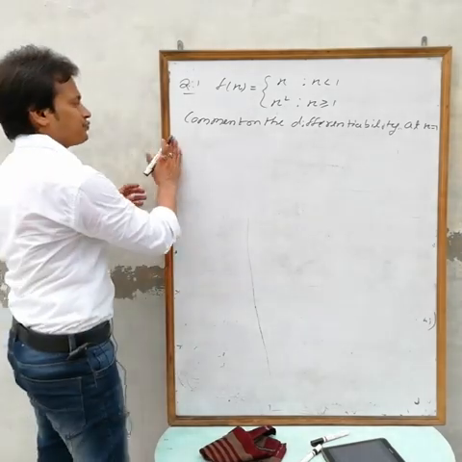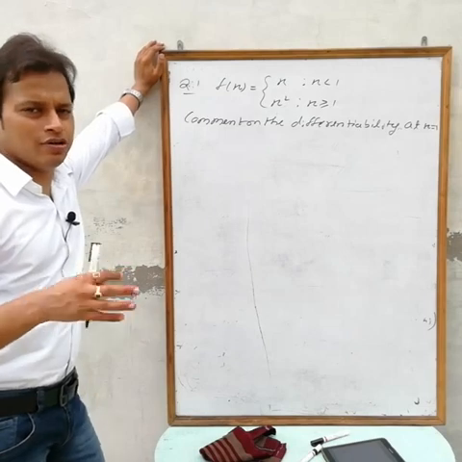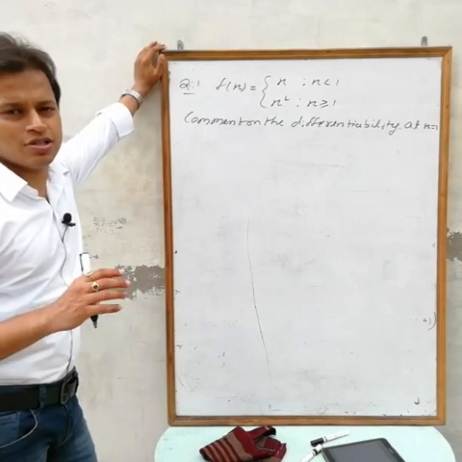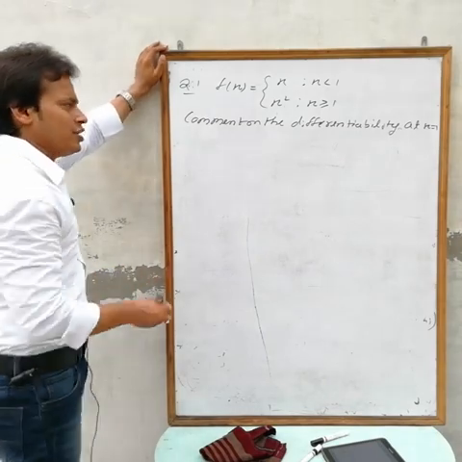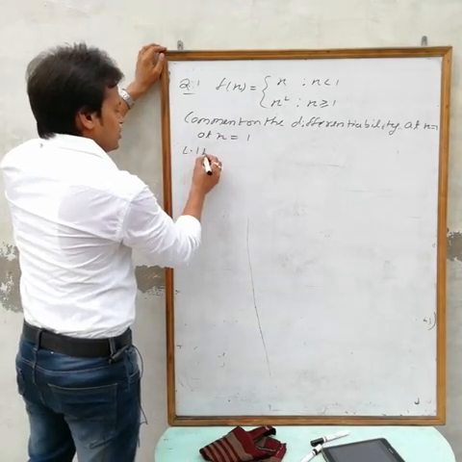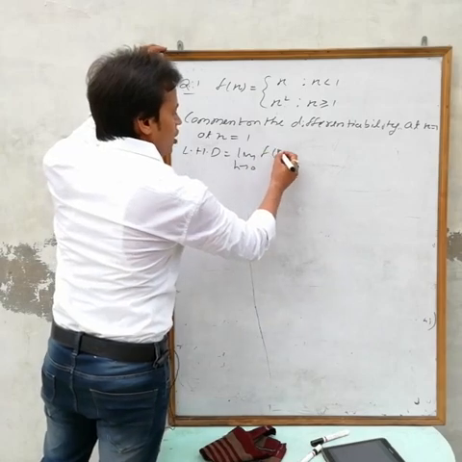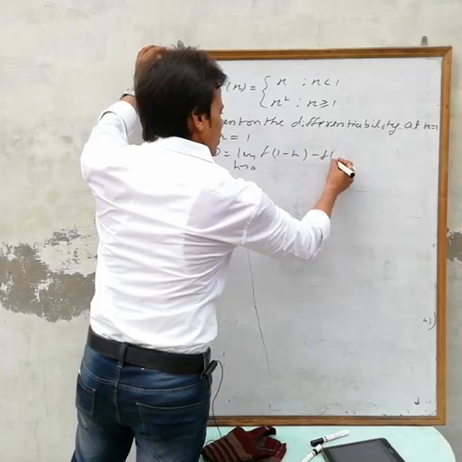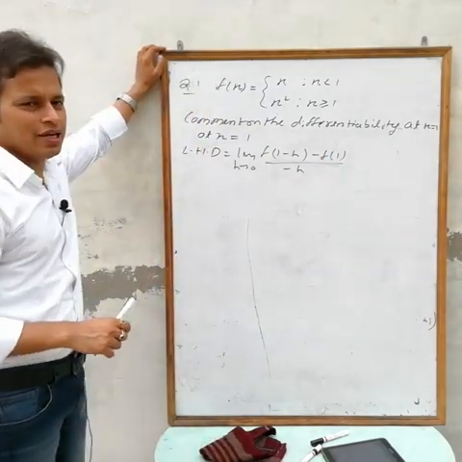First, what do you want? Comment on the differentiability at x equals 1. Now simple: at x equals 1, if LSD equals RSD, then the function is differentiable, otherwise not. Okay, this is the condition. So find both LSD and RSD. Now see, at x equals 1, LSD is the limit h tending to 0 of f(a minus h) minus f(a) by minus h, where a is 1. Okay, this is the LSD.